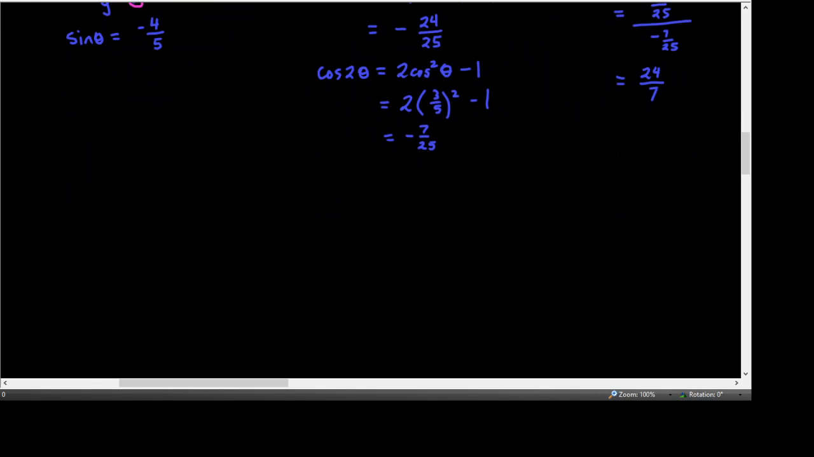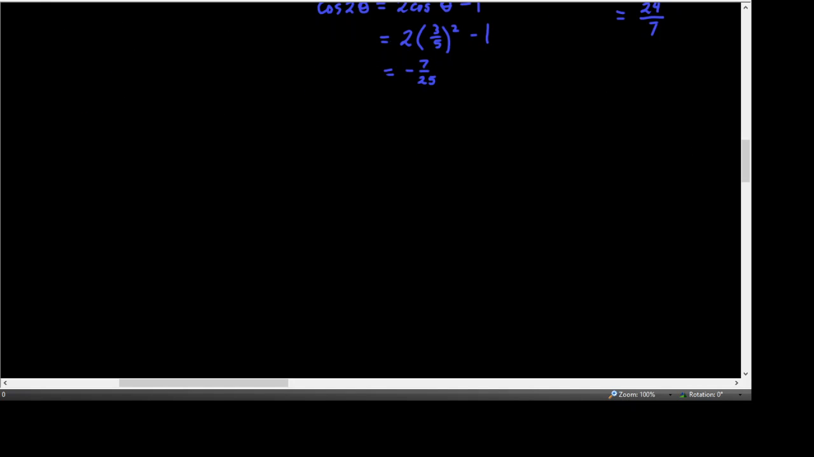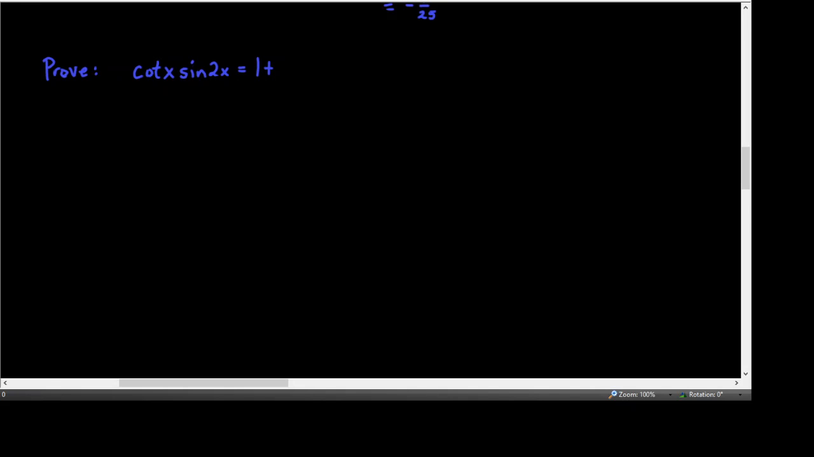Now, you may recall when we verified identities earlier, I called it proving. And so I'm going to continue calling it that. And remember the transitive proof that we talked about. We're still going to use that. So prove the following: cotangent of x times sine of 2x is equal to 1 plus cosine of 2x.